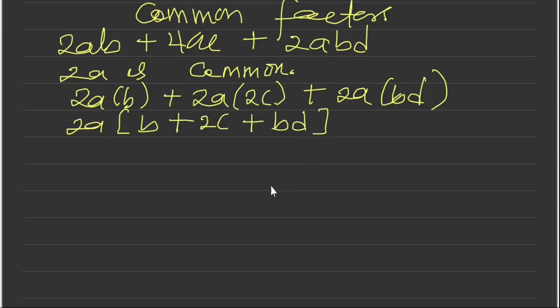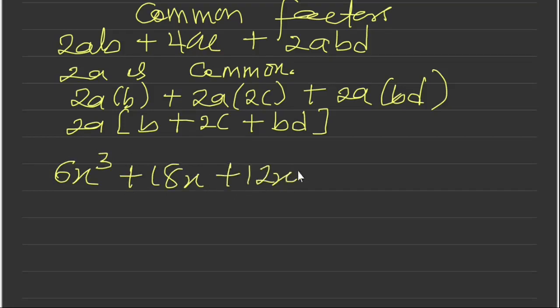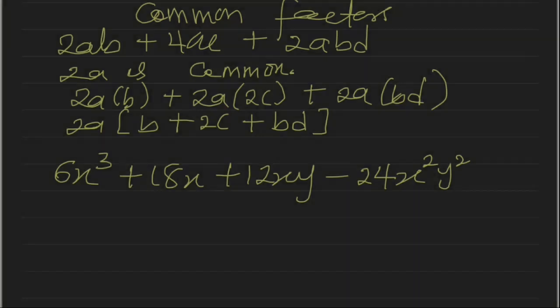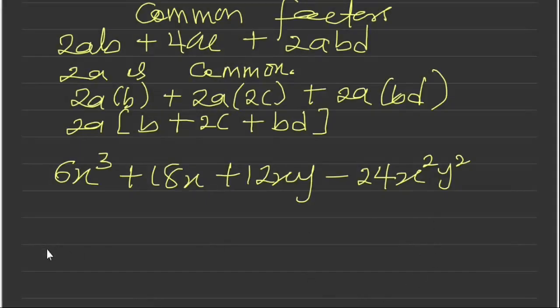So that is all. This is what we mean by common factor: what is common in an expression? Let's also have something like 6x cubed plus 18x plus 12xy minus 24x squared y squared. Let's try to see what is common here. You can see that 6 can go in 6, 6 can go in 18, 6 can go in 12, and also 6 can go in 24. Let's remove the 6 out.